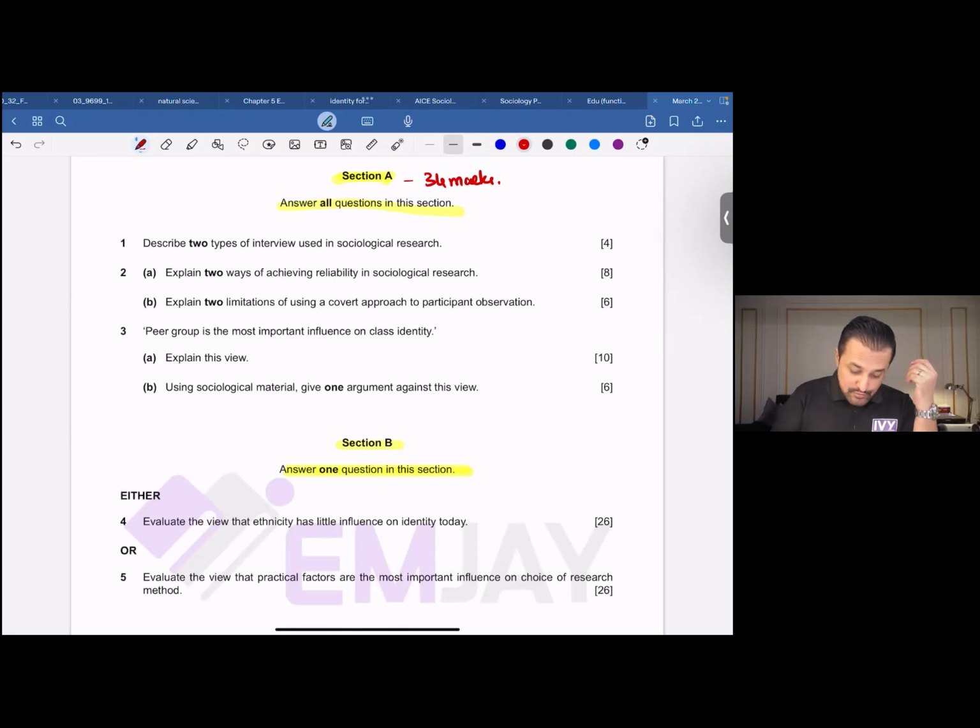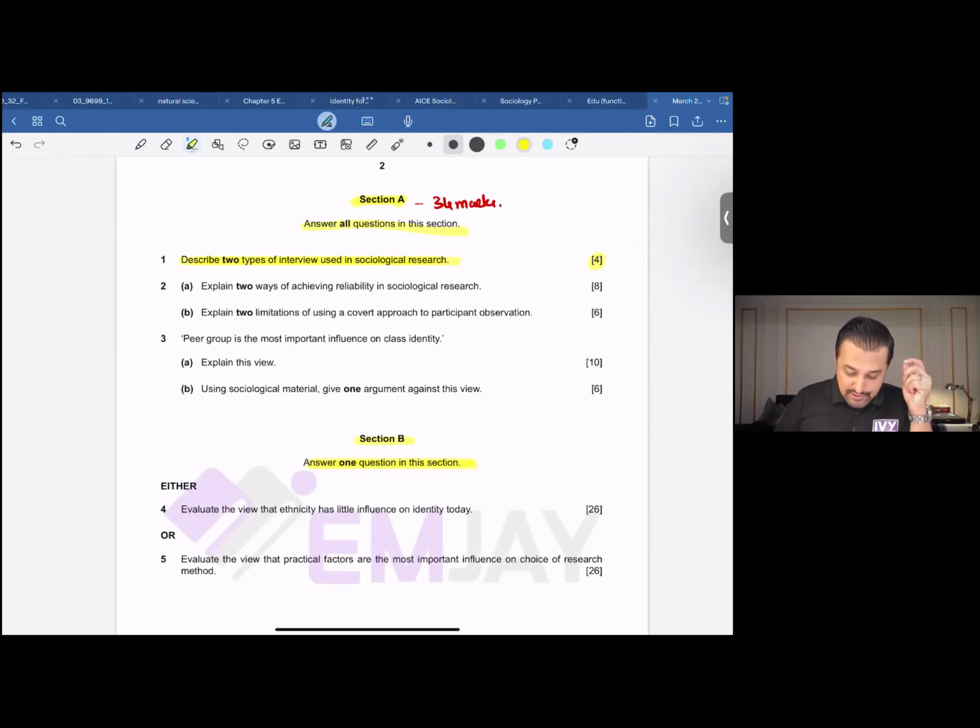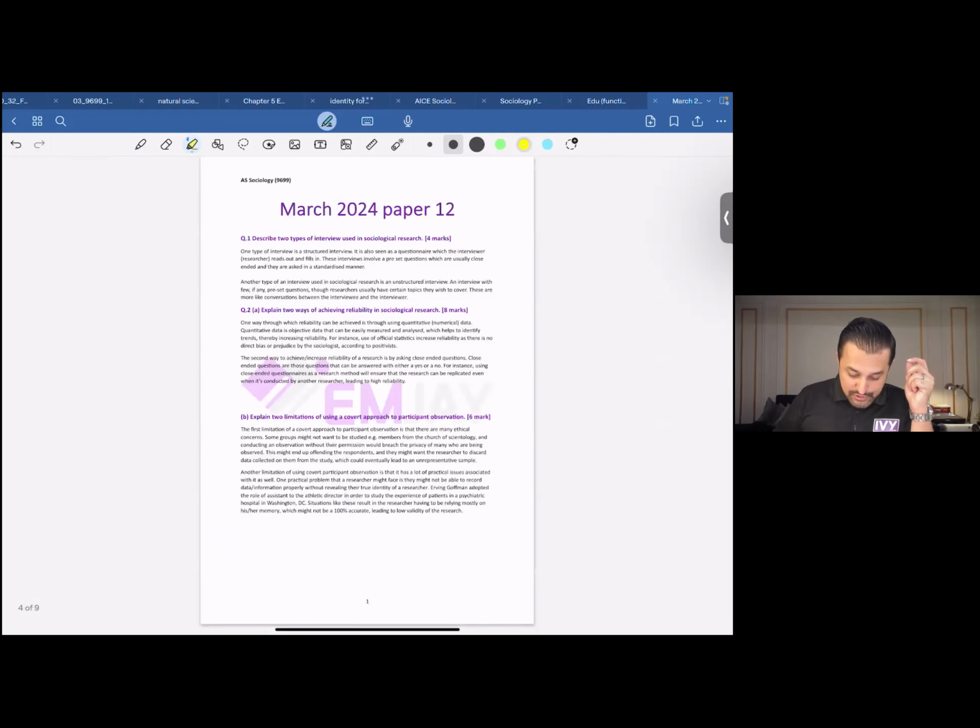So to begin with, the first question over here reads, describe two types of interviews used in sociological research. Okay, I don't know if I said this earlier, but I just put a link of how you could attempt section A or how you should be attempting section A in the description below. So getting back to this, the first question over here, describe two types of interviews used in sociological research. This happens to be a 4-mark question.